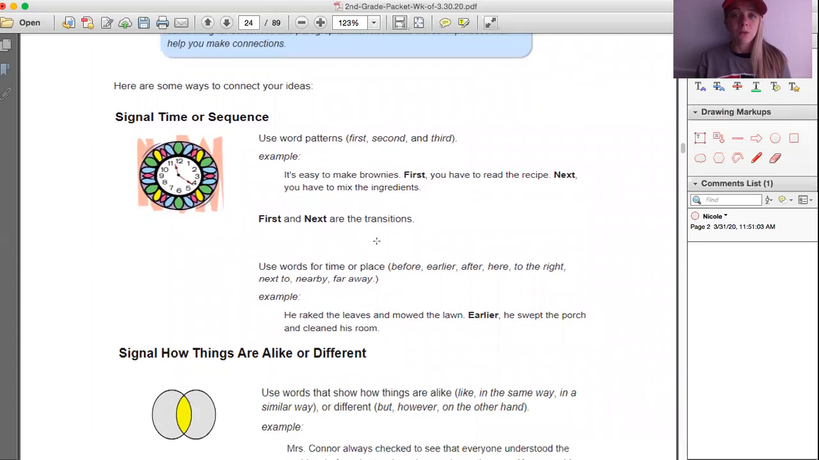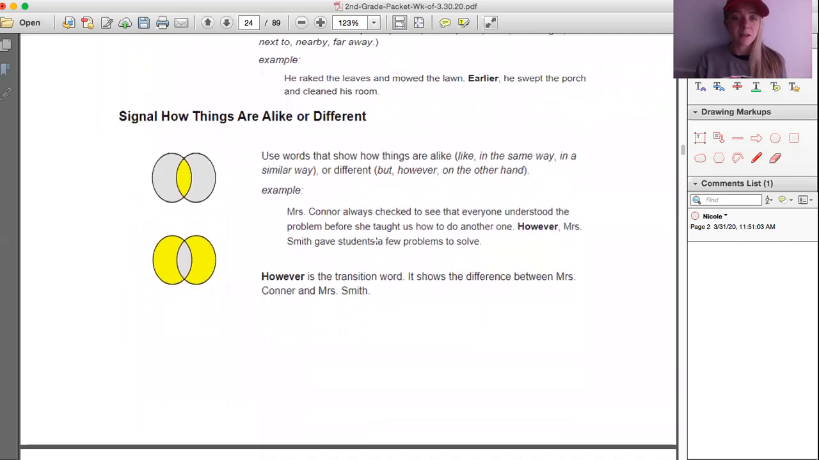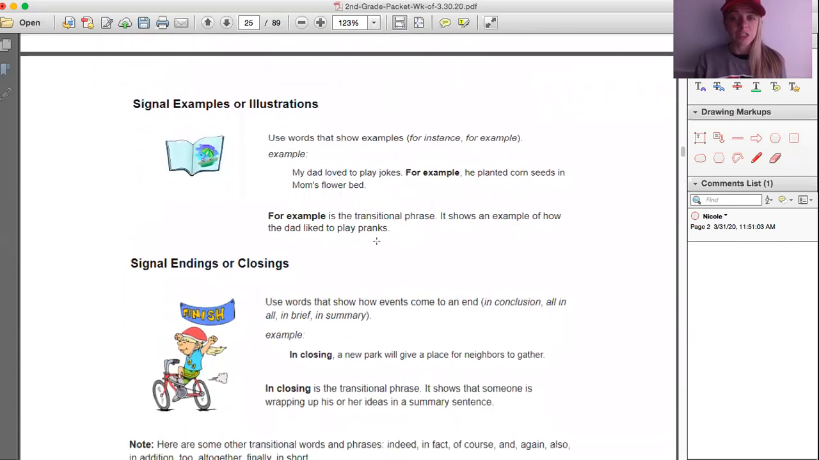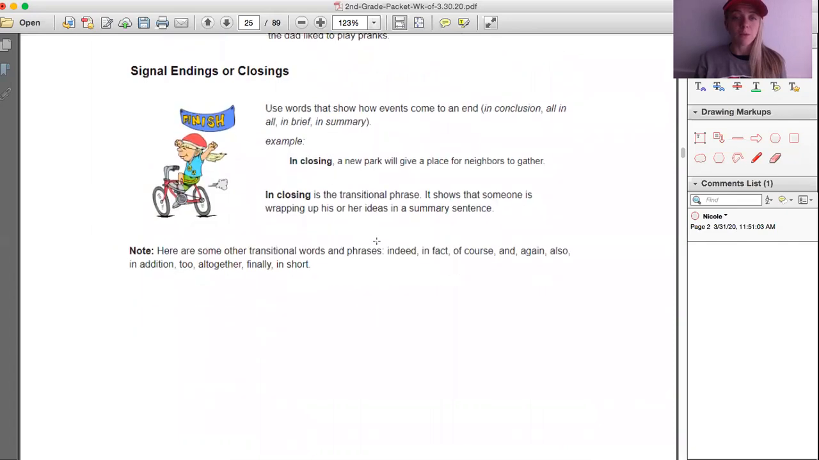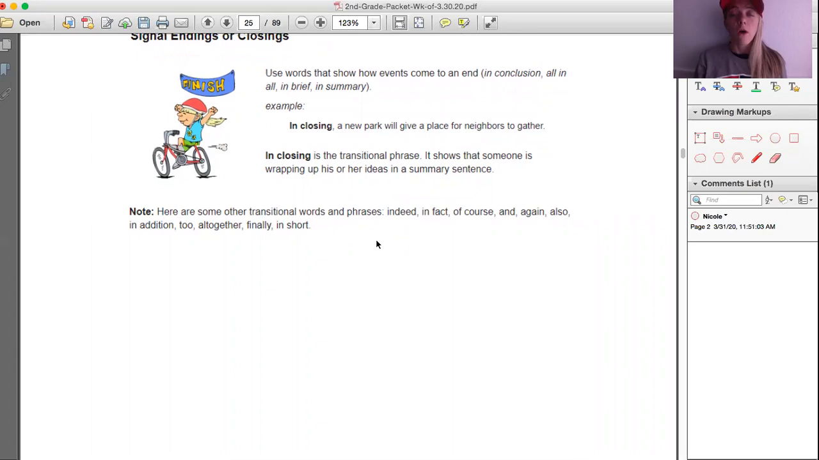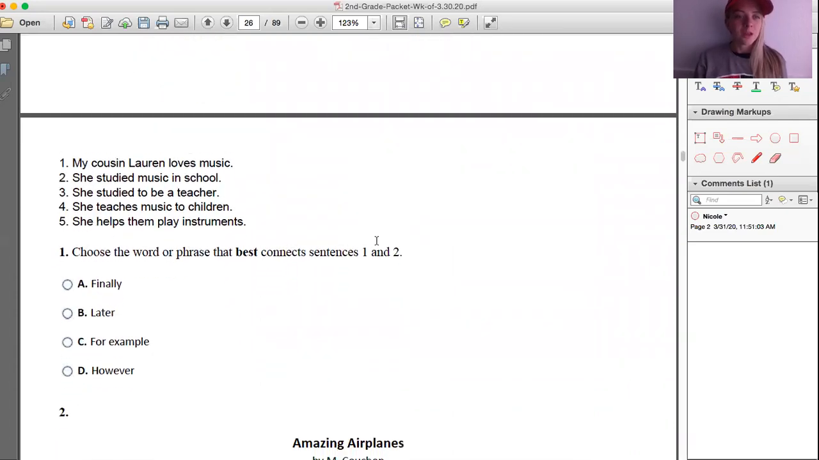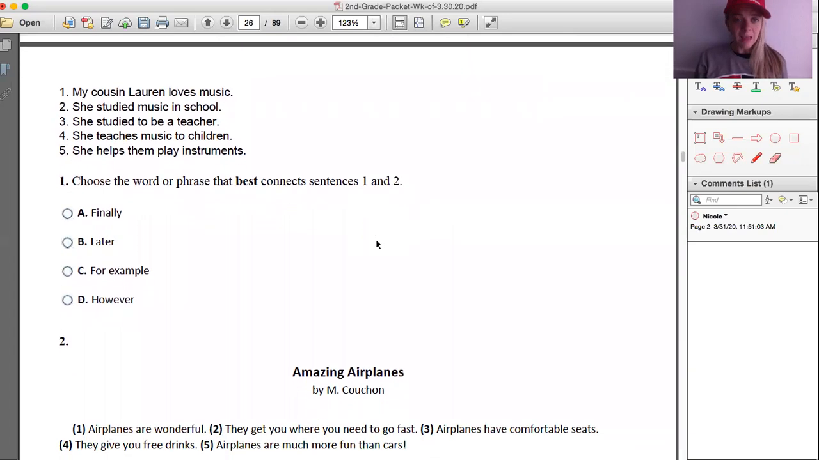So kind of like when we are writing and we're signaling time, we say first, next, then, last. However is a great transition. For example, in closing, finally, in conclusion, all of these words that we use and we have heard in stories before. So on the first one, it says choose the word or phrase that best connects sentence 1 and 2.